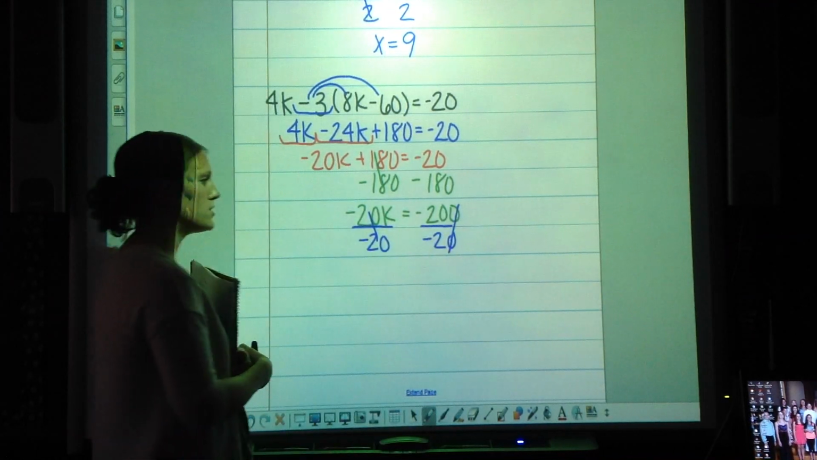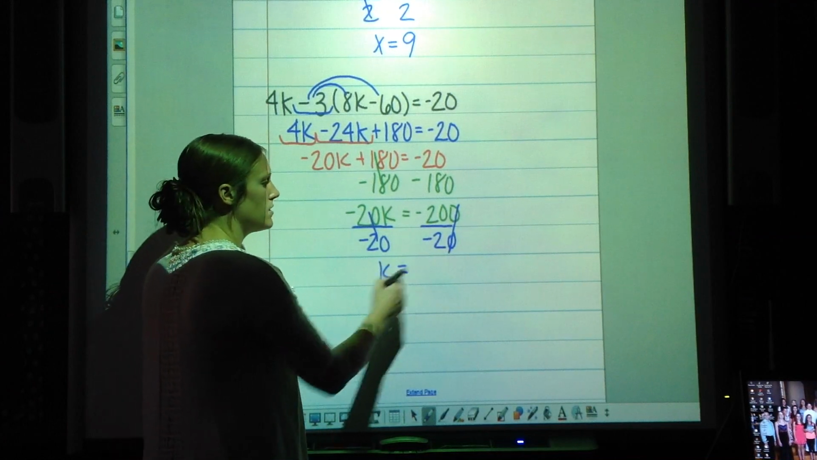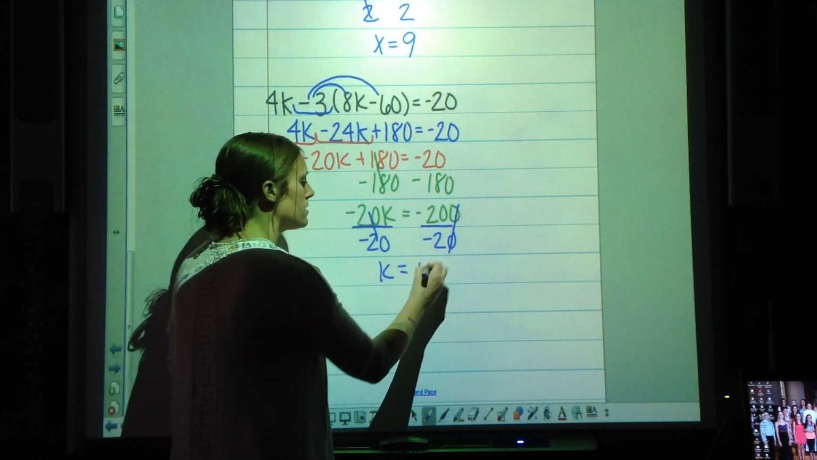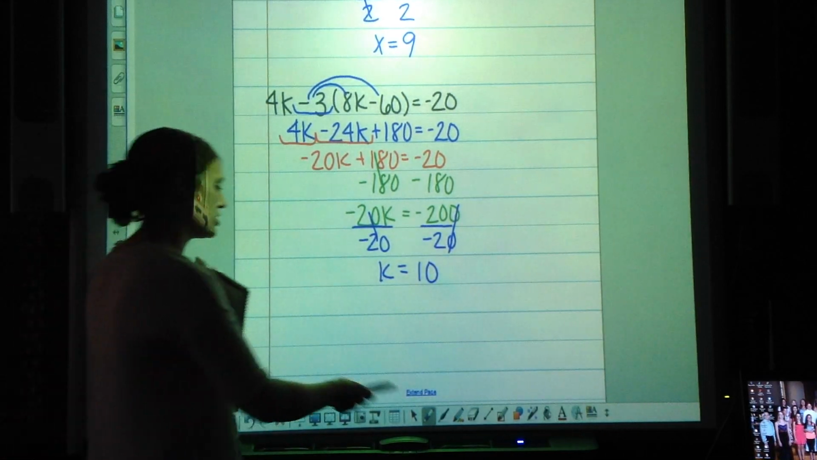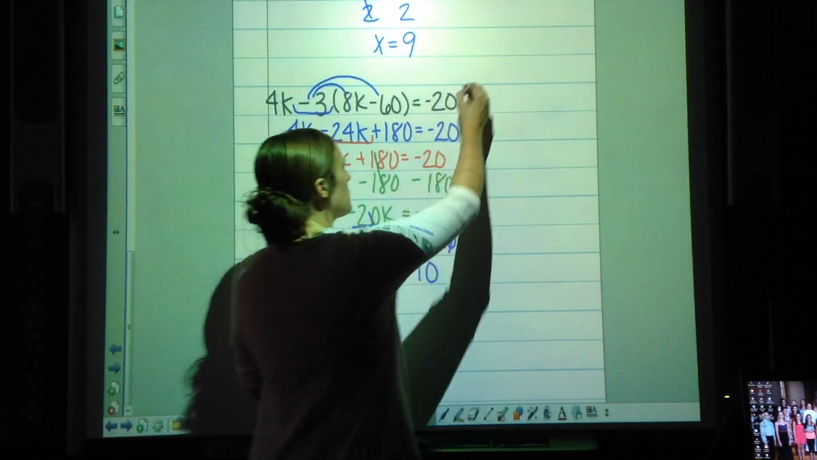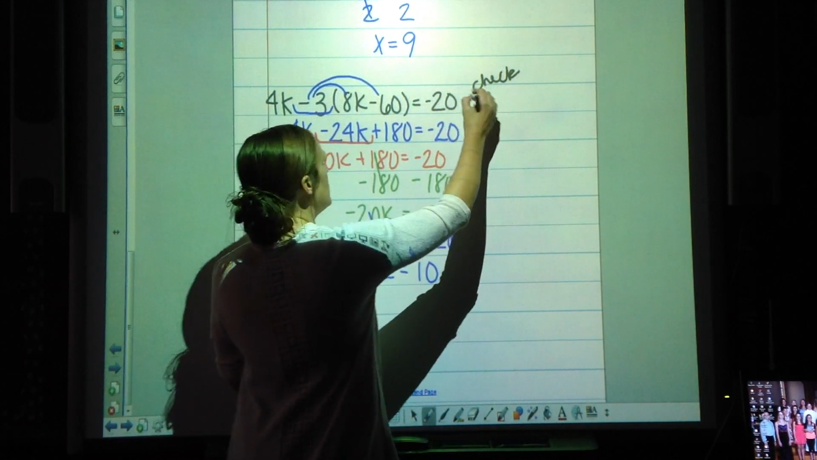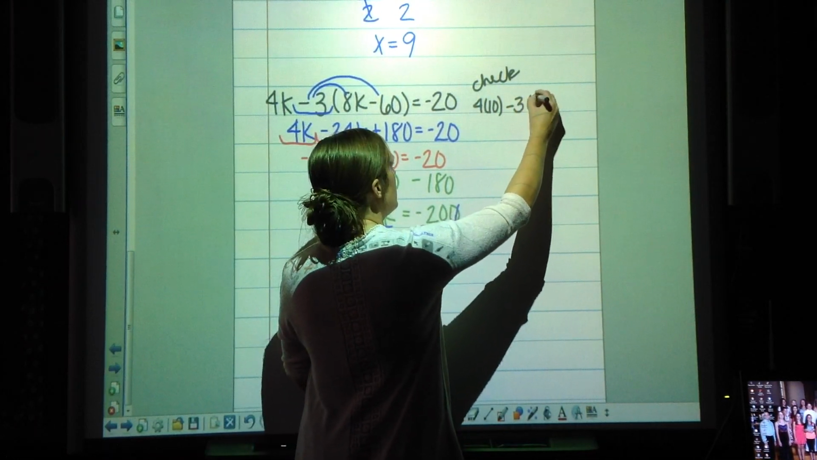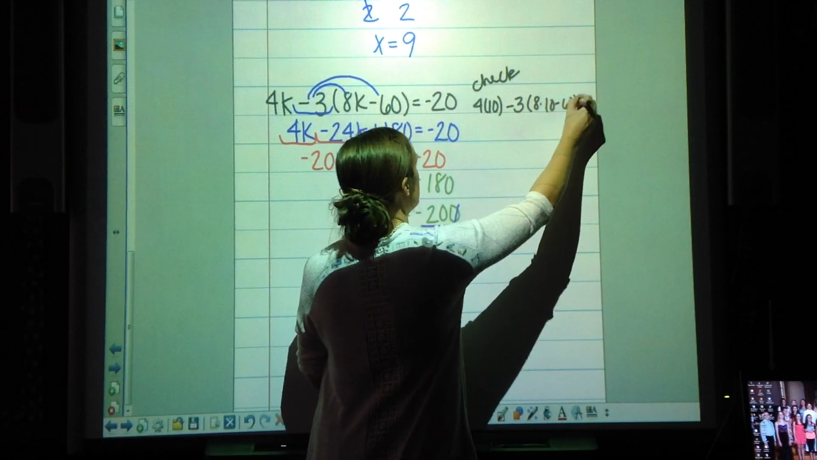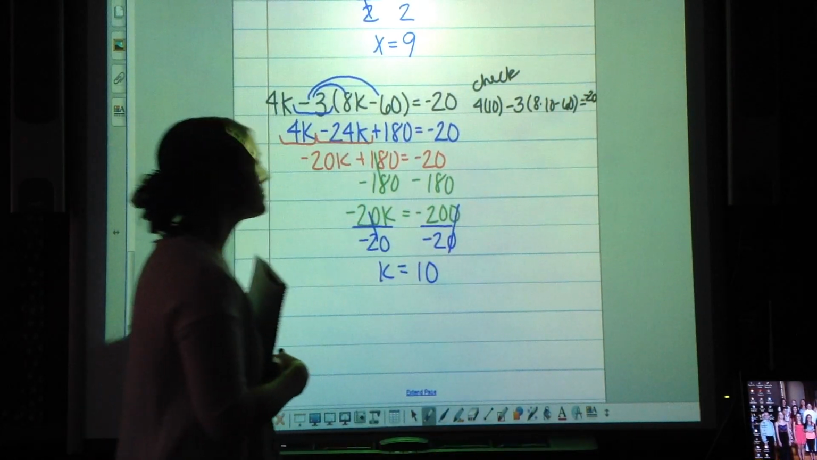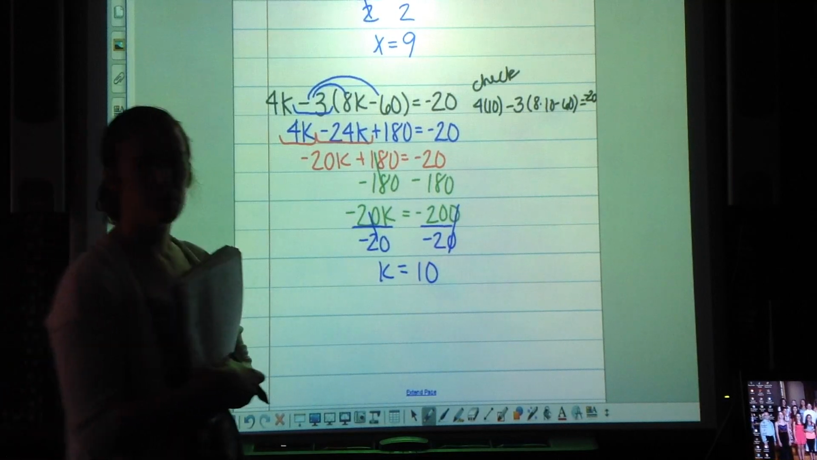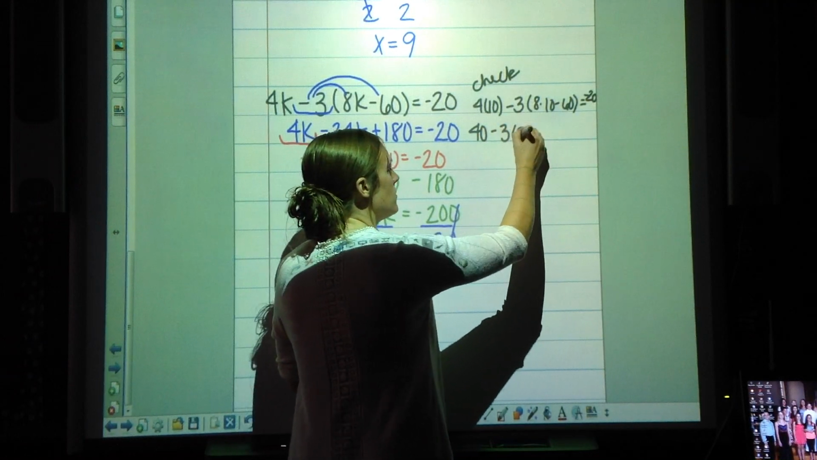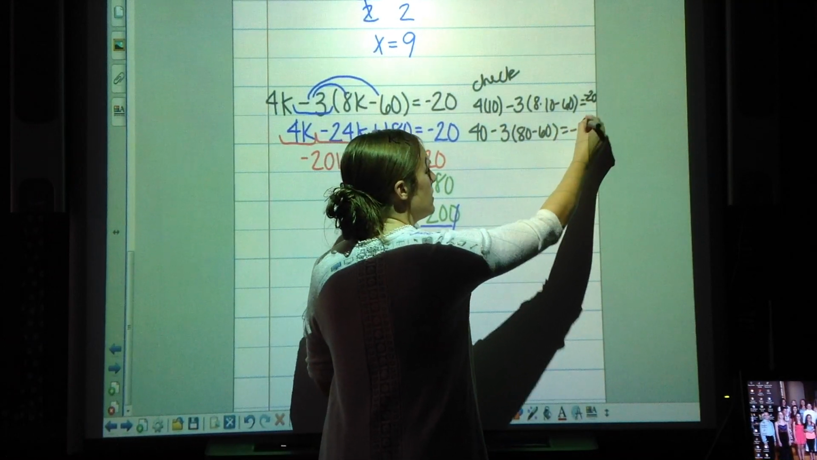To make division easier, you can cross out a set of zeros. A negative divided by a negative is positive. 20 divided by 2 is a positive 10. I'm going to check real quick to see if that's right. I don't know if I'm going to be able to squeeze it in over here. Let's see. 4 times 10 minus 3 times the quantity 8 times 10 minus 60 equals negative 20. Not the best idea to squeeze things in because your subtraction signs and your multiplication signs might look alike. Hopefully we wrote clear enough to see what's going on.